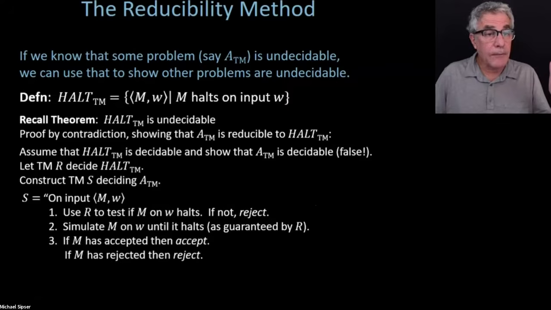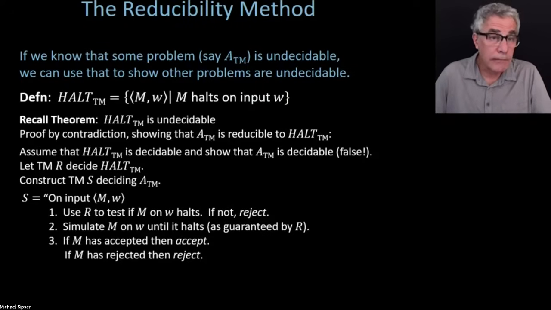But even if R says it does halt, we're still in good shape, because now we can run M on W until completion, because R has promised us that it's going to halt. R is assumed to be correct. R has stated that M halts on W, so now we don't have to worry about getting into a loop, which we're not allowed to do since we're making a decider. We're trying to decide ATM here. But now we can run M on W to completion. We can find out what M does on W, and then we can act accordingly.